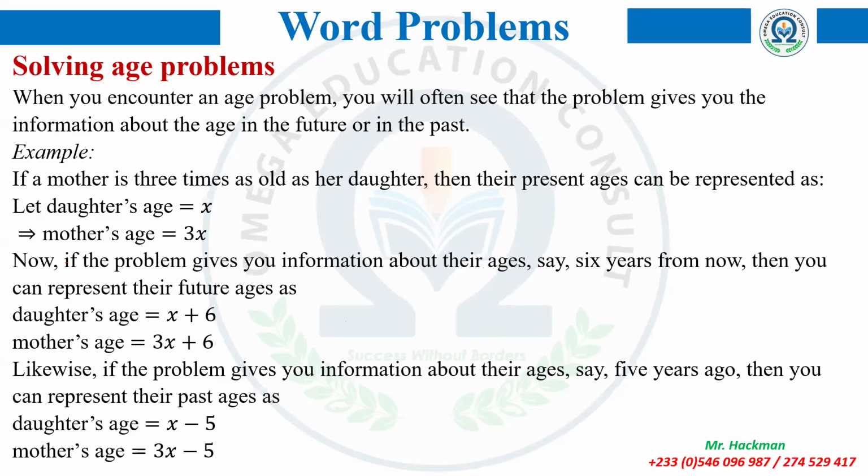I've not seen anywhere where the daughter is older than the mother. Okay, all right. So in this case, it means it's the daughter's age that will be represented by X. So if the daughter's present age is X, take note. We are told that the mother is 3 times as old as the daughter. So it means the mother's age will be 3 times the daughter's. So that will give us 3X.